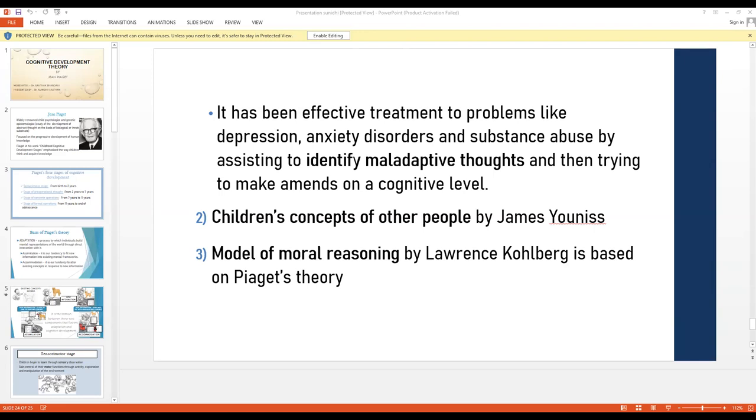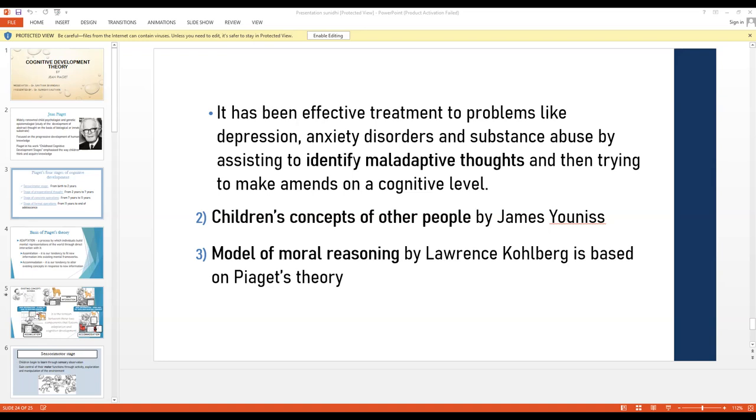In the fifth sub-stage, tertiary circular reaction and discovery through active experimentation, the child seeks new experiences. The child experiments with the environment, using properties of one object to manipulate another. For example, using a stick to push a ball that then makes a noise, which is an interesting reaction to the child. And thus, the child produces novel behaviors by himself.